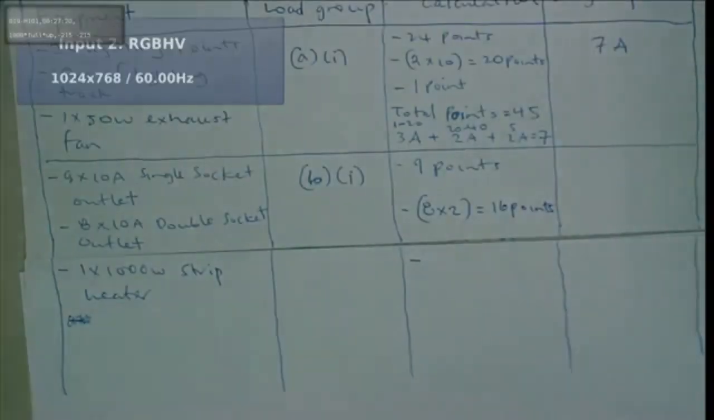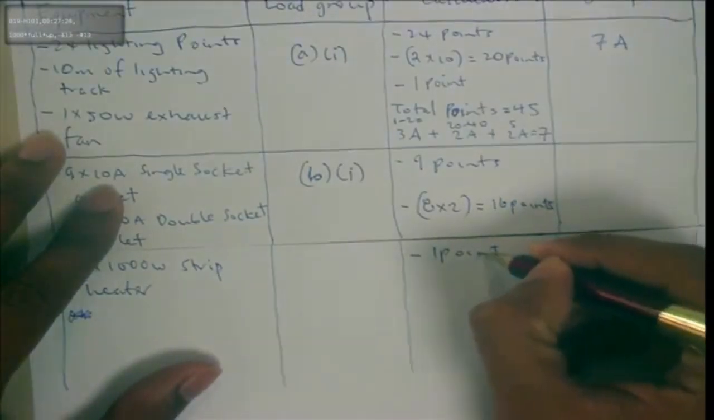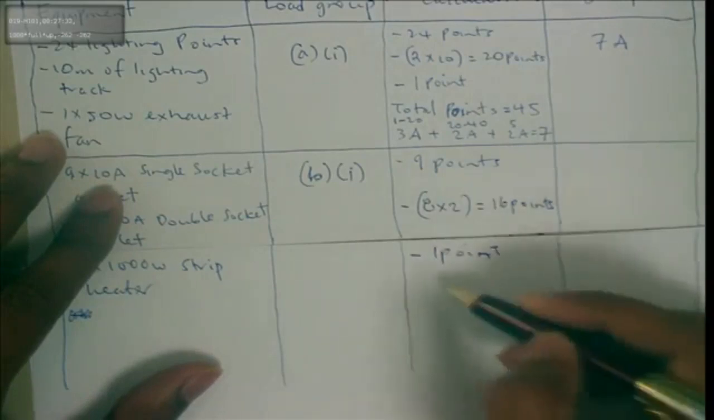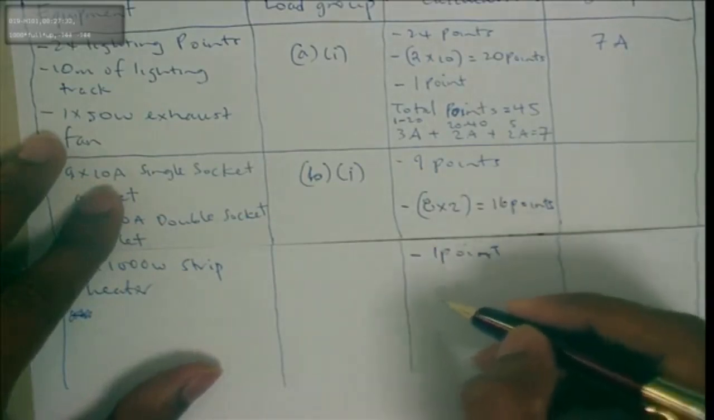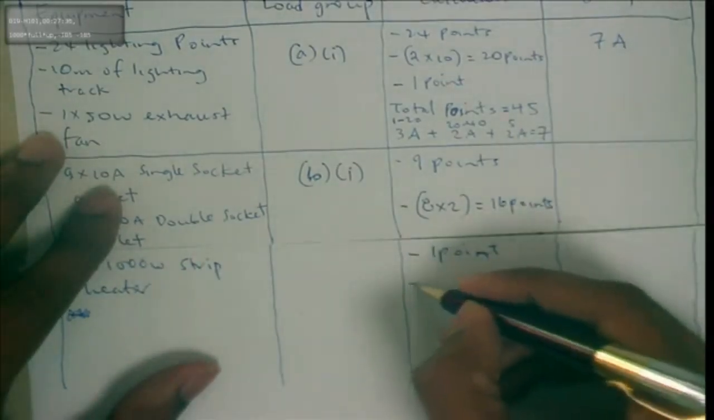So this will be 1 point. Now we add them together, 9 plus 16 plus 1, 26.